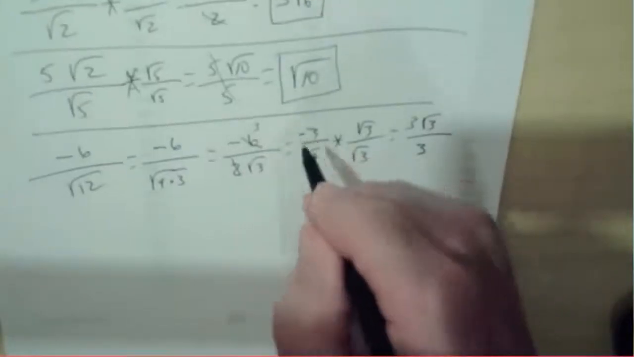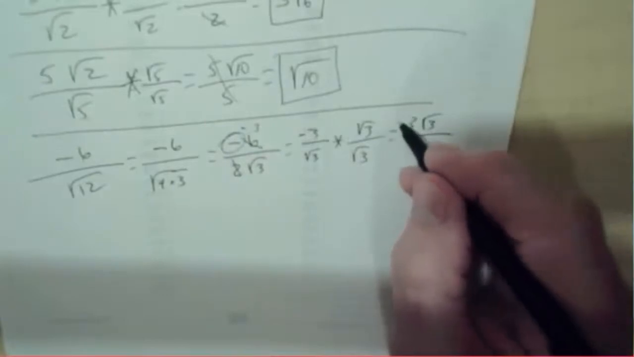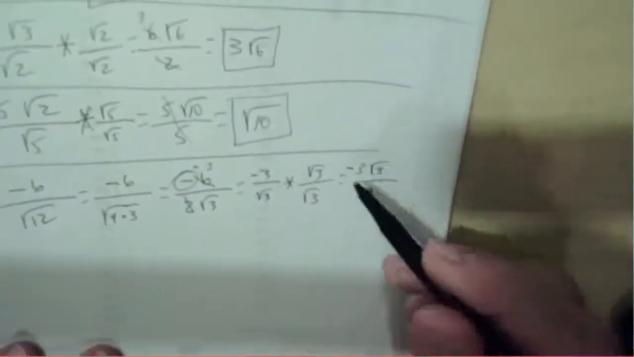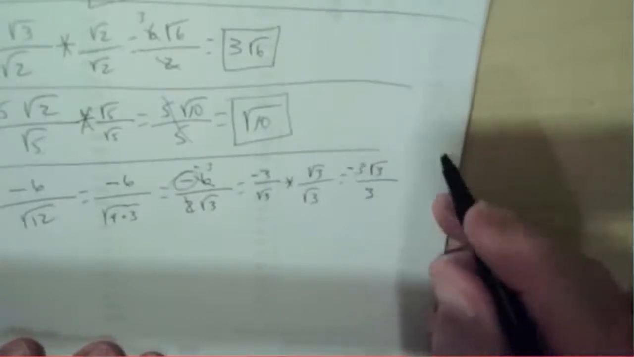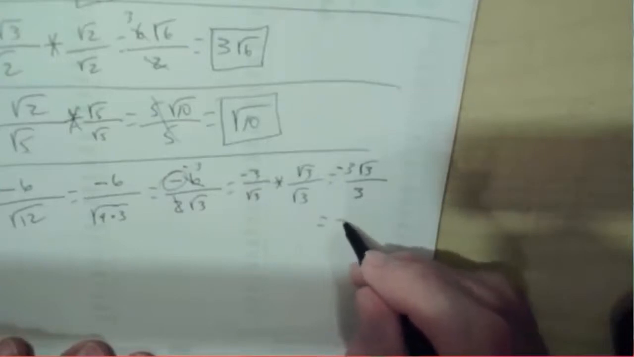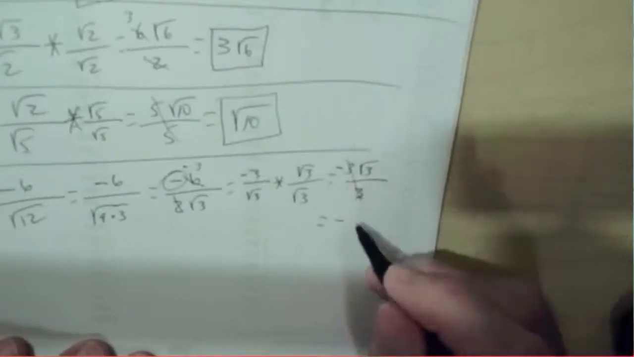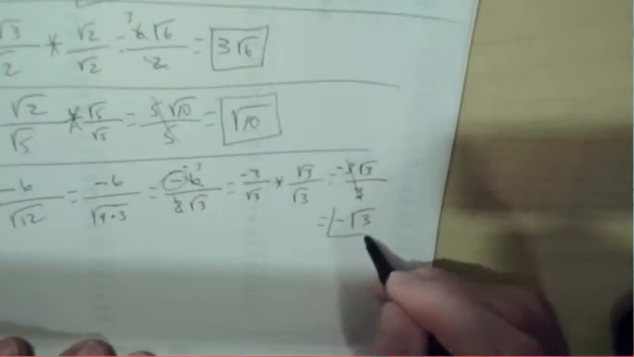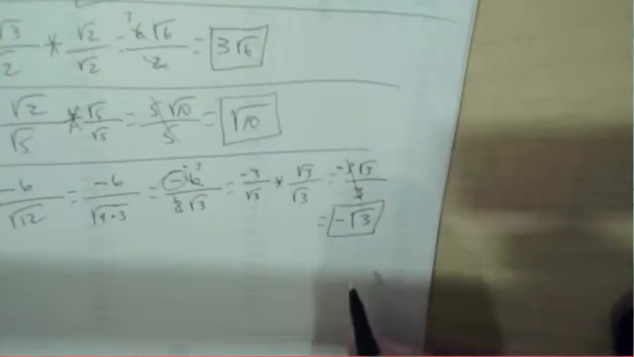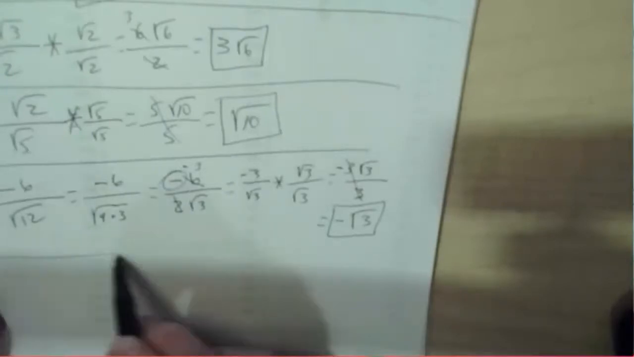Oh, this is negative, I'm sorry, that's negative 3. Okay, negative 3 divided by 3 is negative 1, or just negative, times, those eliminate, times the square root of 3. Right? Okay. That's all of that misery.